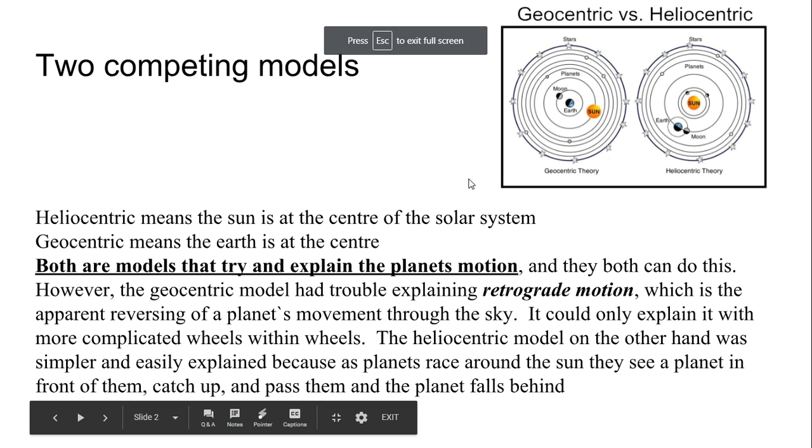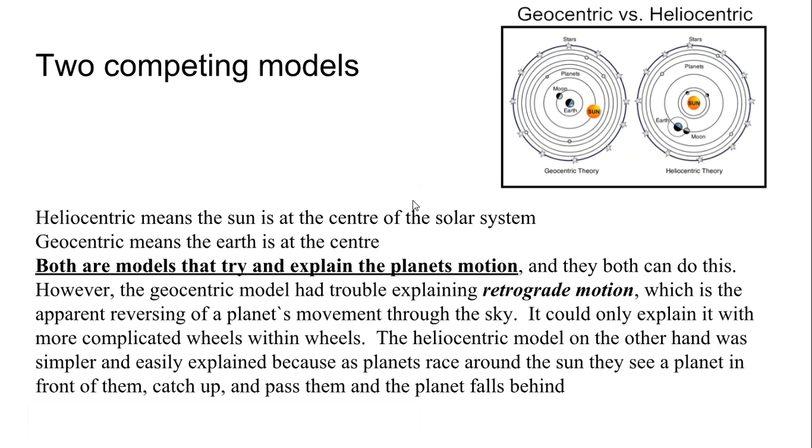Both of these try to explain the motion of the planets we see in the sky. So that's what's similar about them. But the geocentric puts Earth in the center of the solar system. Heliocentric puts the sun.